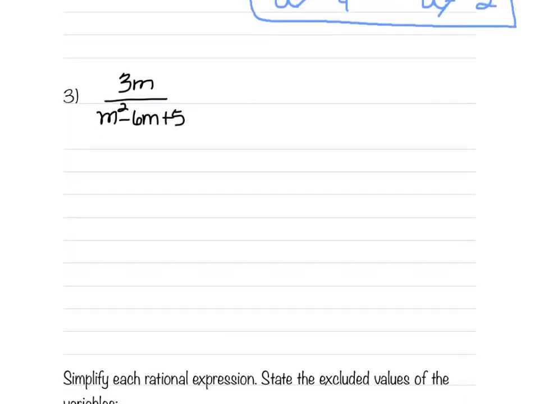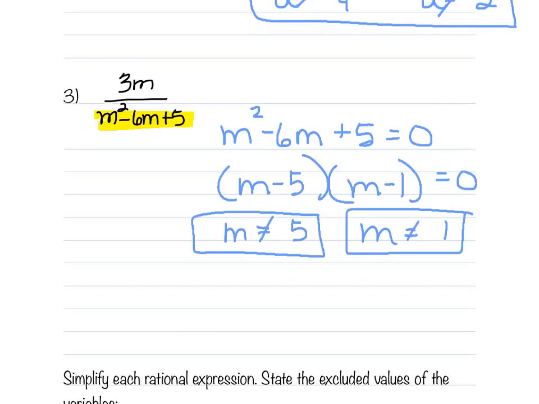Try number 3 on your own. Pause the video now. Please check your answers. The excluded values for this rational expression are 5 and 1.